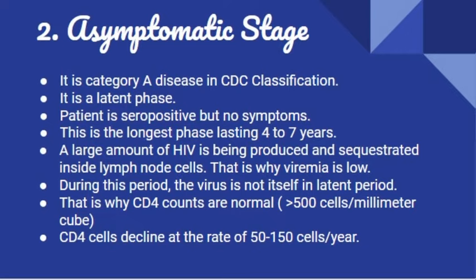During this period, the virus itself is not in the latent period, it is functioning. That is why CD4 counts are normal. That's why it is an asymptomatic stage, because CD4 counts aren't decreasing at a rapid pace. CD4 cells decline at the rate of 50 to 150 cells per year.